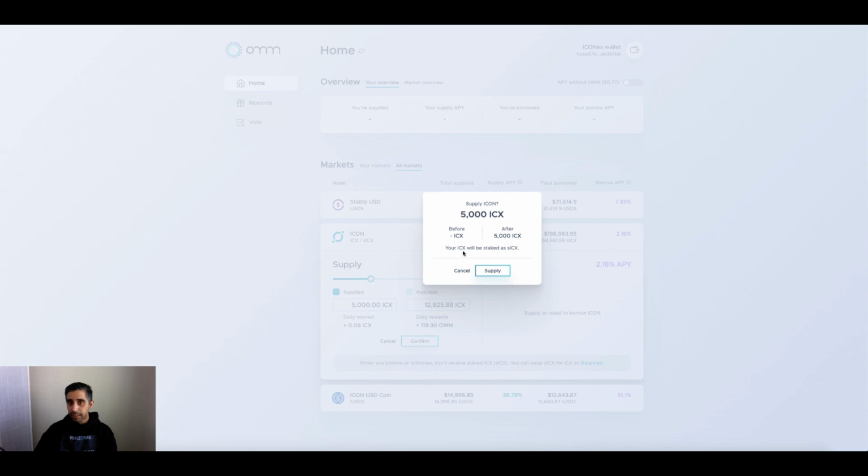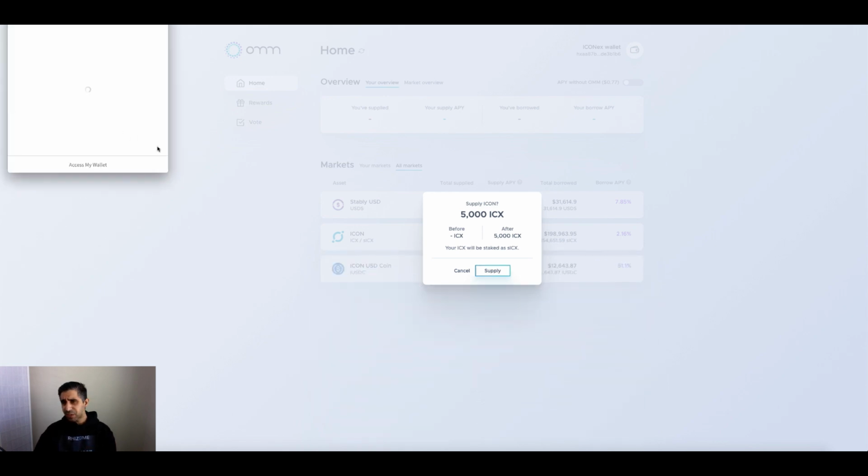5,000, and then it is saying that the ICX will be staked as sICX. So once you supply ICX, when you go to withdraw it, it will give you an option to either withdraw ICX, where you have to wait 7 days so it unstakes the ICX, or you can get sICX right away. So if you've used Balanced, it's not a new sICX, it's the same token, so it works the same way.